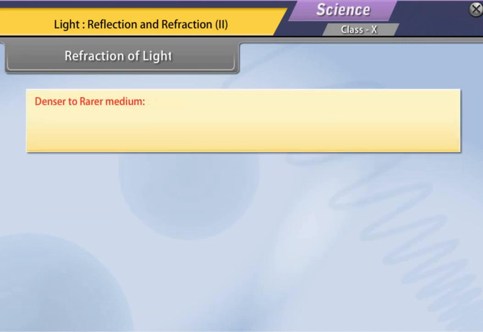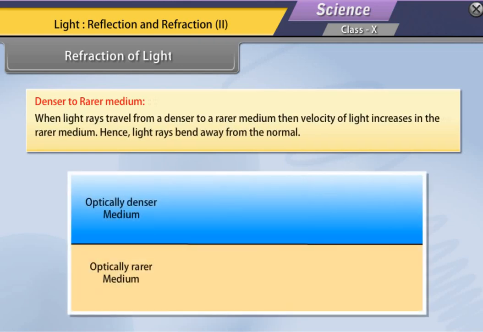Denser to rarer medium. When light rays travel from a denser to a rarer medium, the velocity of light increases in the rarer medium. Hence, light rays bend away from the normal.